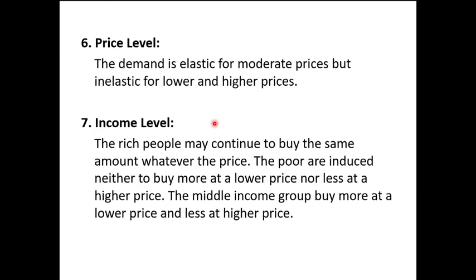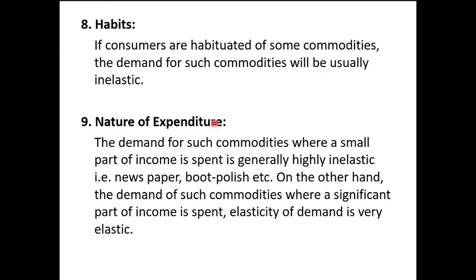So this is always a dilemma for poor people. Then for the middle income group, they buy more at lower price and they buy less at higher price. So this is the context of elasticity of demand for the different income level groups.